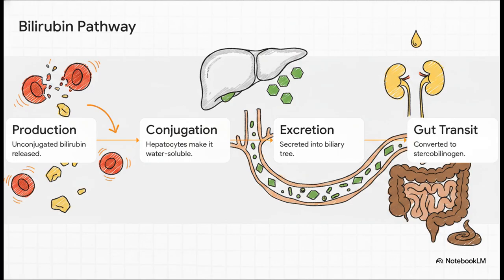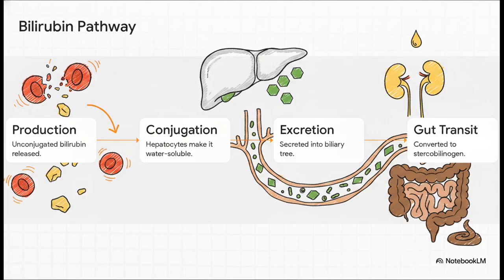Step 1. Old red blood cells break down and they release unconjugated bilirubin. This unconjugated bilirubin travels straight to the liver. There, in step 2, the hepatocytes get to work and conjugate it, which basically just makes it water-soluble. Okay, step 3. This newly conjugated bilirubin is excreted into the bile and travels down the biliary tree.